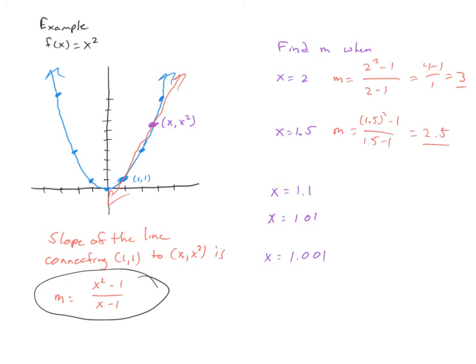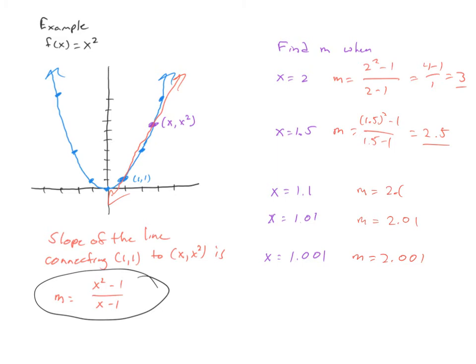Welcome back. As you did that, what you should have come up with for when x equals 1.1 is a slope m equal to 2.1. When x was equal to 1.01, that slope should have been 2.01. And when x was equal to 1.001, that slope should have been 2.001. Now you might notice a pattern already happening here in terms of the x values and what the slopes came out to be.